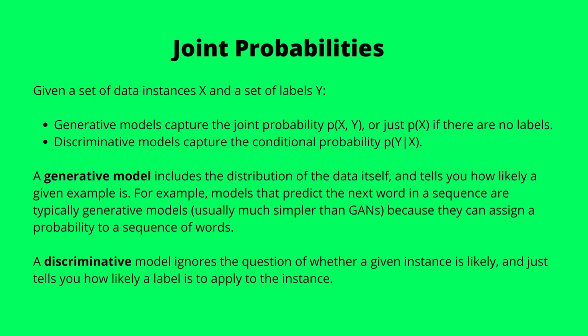For example, models to predict the next word in a sentence. We remember BERT, that BERT was trained on the next word being masked, and the next sentence and everything. Models that predict the next word in a sequence of words are typically generative models, and they are much simpler than GANs because they can assign a probability to a sequence of words. And this is exactly what we have done with BERT and LLMs, and this is what we are doing now in the vision sector. So, beautifully.